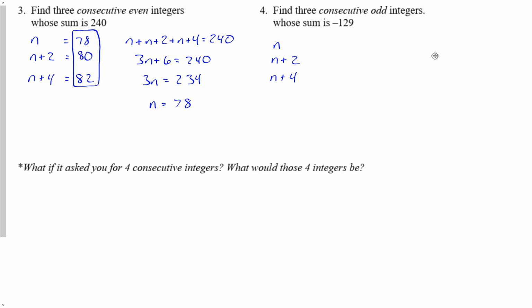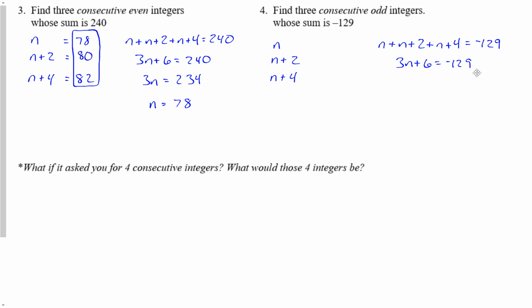From here, we would write our equation. Again, we're told the sum, so that means we're adding all of those variable terms together, setting it equal to the total we're given, which is negative 129. Combining our like terms, we get 3n plus 6 equals negative 129.